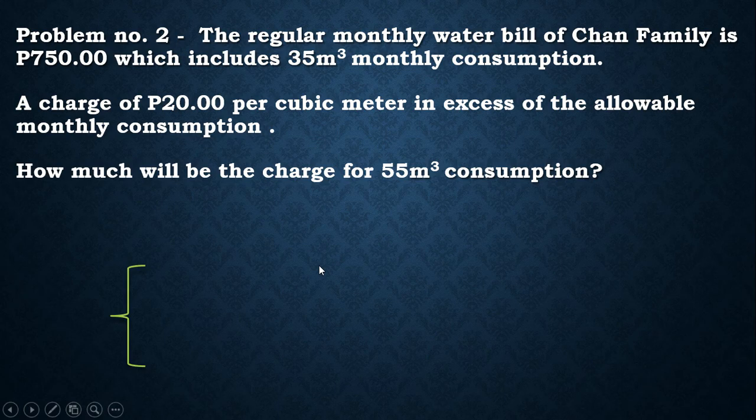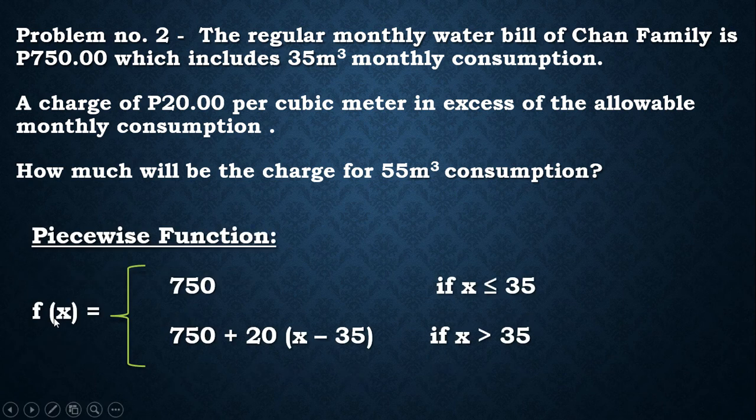For this function, we're going to use the piecewise function. Please do remember that a piecewise function is a function with multiple sub-functions. For our first condition, x is less than or equal to 35. Monthly, the Chan family used 35 cubic meters of water. If x is less than or equal to 35, it only costs 750 pesos for a month.